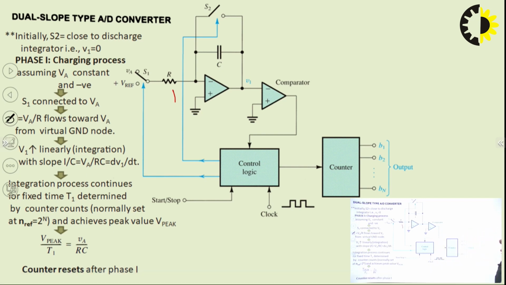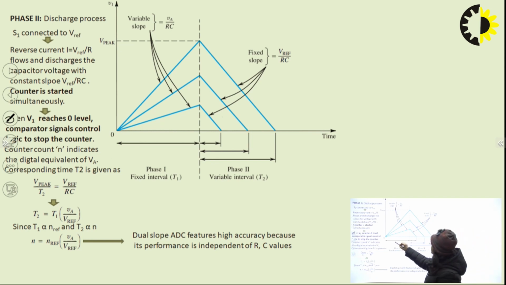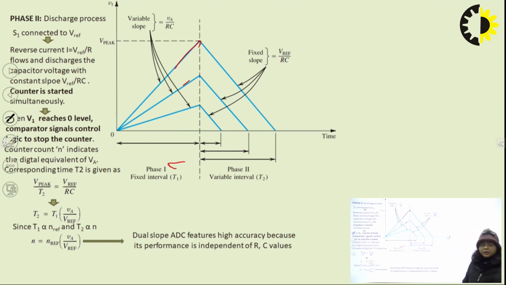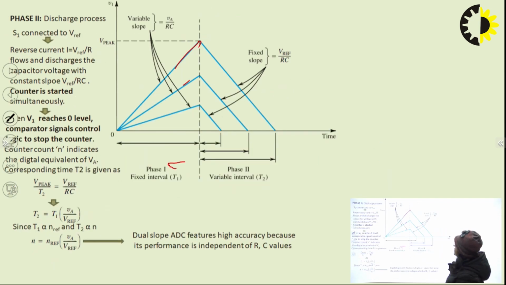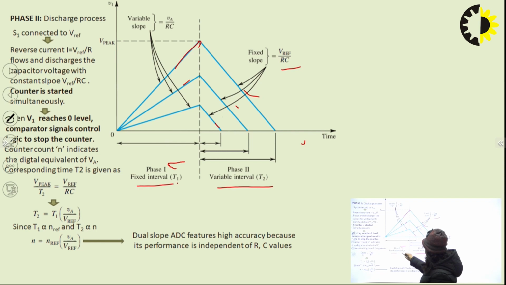Once this capacitor is fully charged, we get the peak time to charge this capacitor, considering T1. The counter starts counting in the upward direction and reaches peak. Next is the discharge process. During the second phase, switch S1 is connected to V reference, and the capacitor starts discharging with reverse current, and the counter again starts to count with a slope of V reference upon RC. Consider the discharge time as T2 and the charging time as T1.